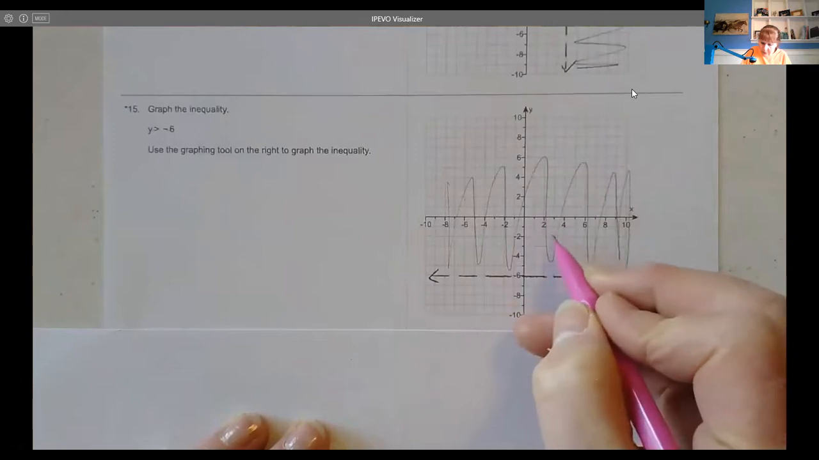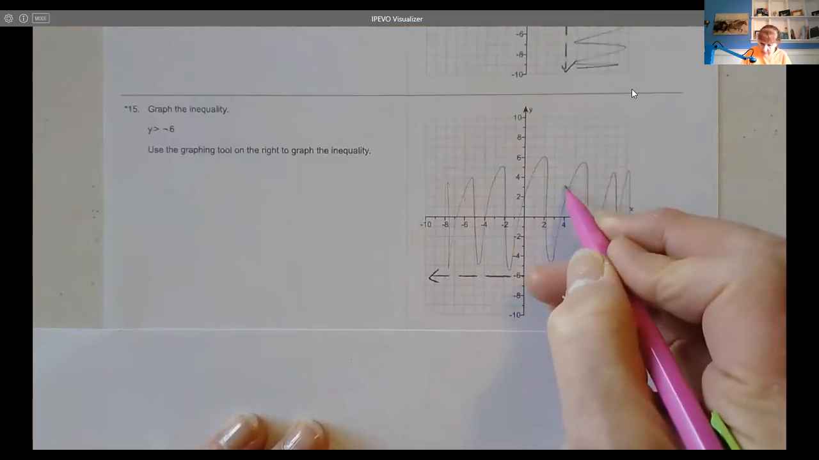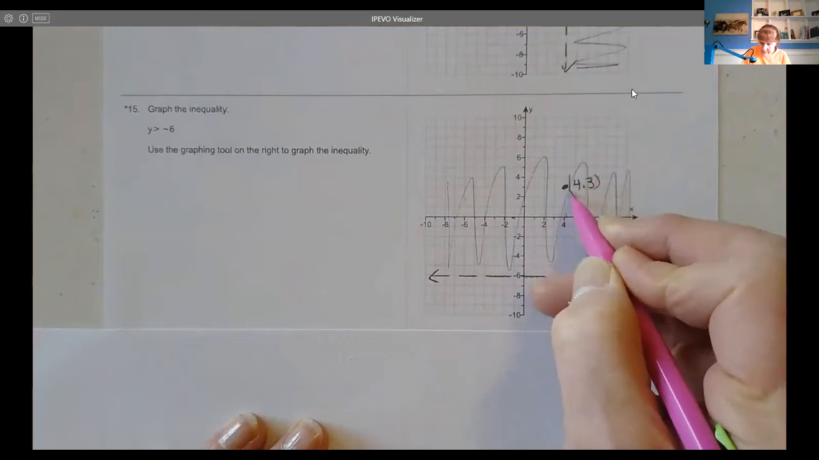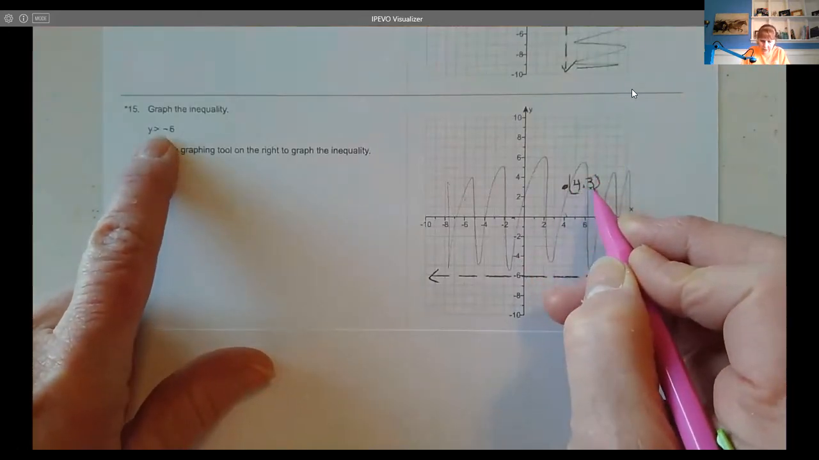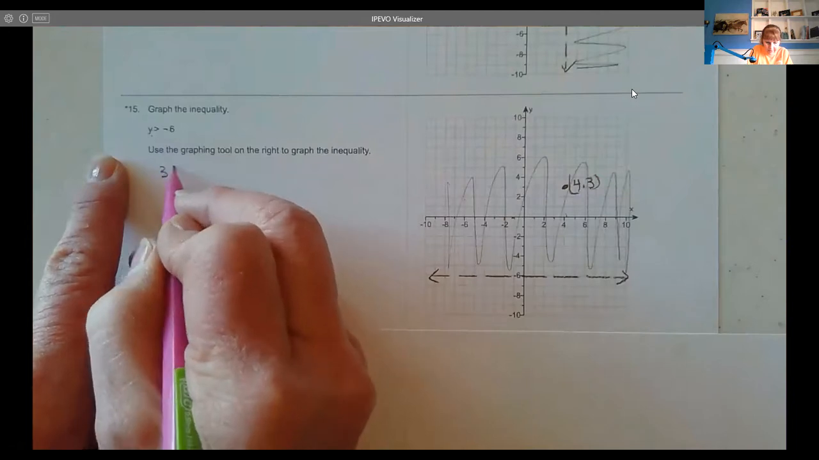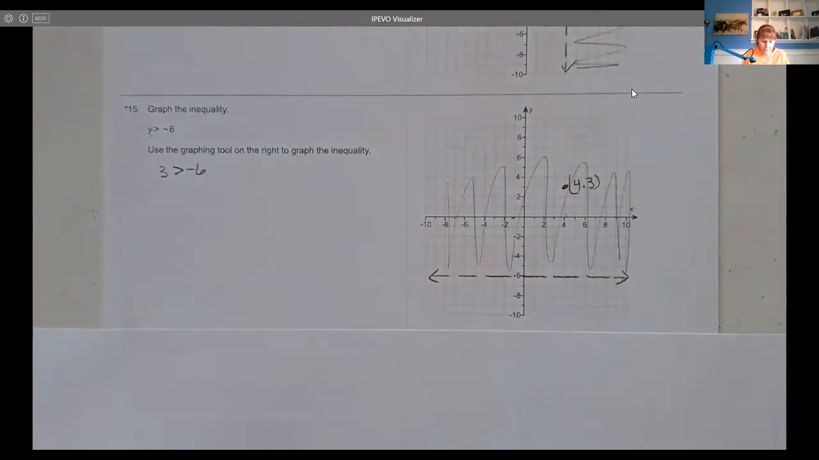So if you were to put in any point here, let's say this point here, (4, 3), and put that into here, there's no x, so you just put the 3 in for the y. It's true, 3 is bigger than -6. So that section works. Let's try another one.